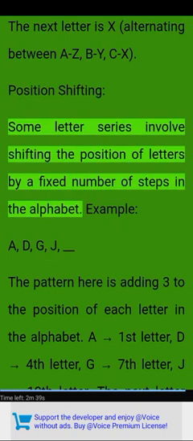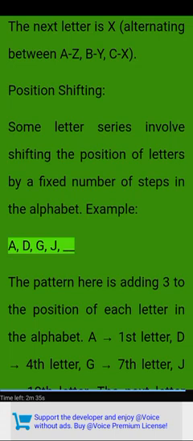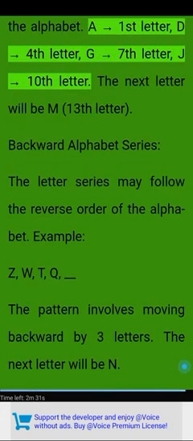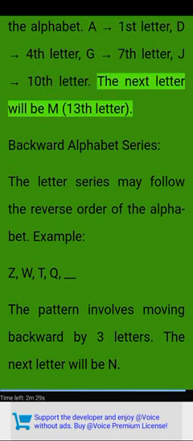Position shifting. Some letter series involve shifting the position of letters by a fixed number of steps in the alphabet. Example: A, D, G, J, blank, blank. The pattern here is adding 3 to the position of each letter in the alphabet. A → first letter, D → fourth letter, G → seventh letter, J → 10th letter. The next letter will be M, the 13th letter.